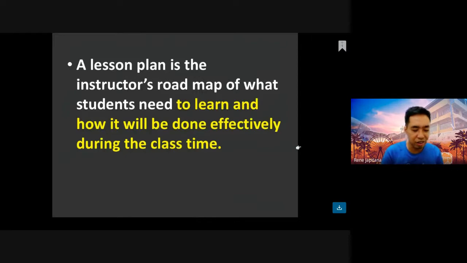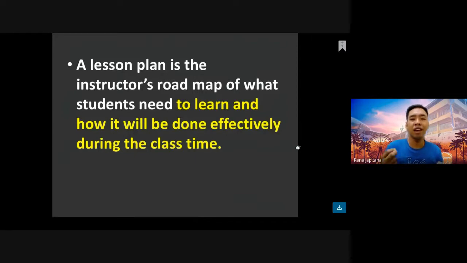So it's in the strategy, the methods, or the techniques that you're going to use in order for the students to acquire the need to learn, how it will be done effectively. When it's effective, these are the strategy, the pedagogy, the different techniques, the different activities that you will incorporate during the class time. So again, to repeat, the lesson plan is the teacher's roadmap.